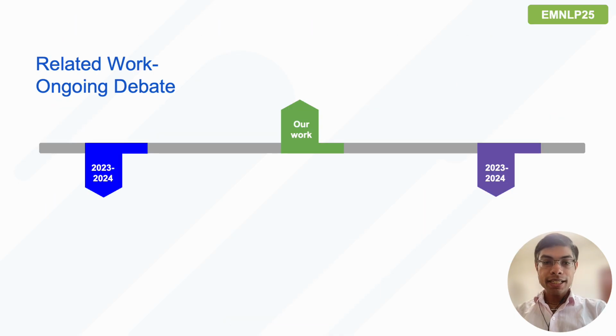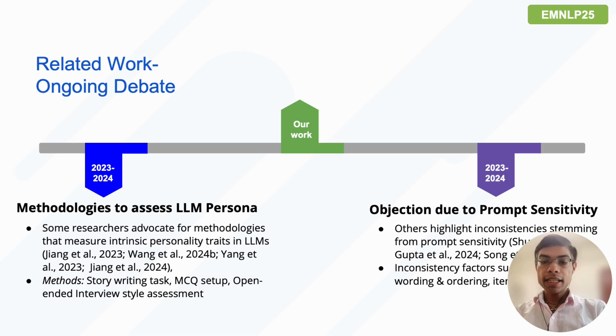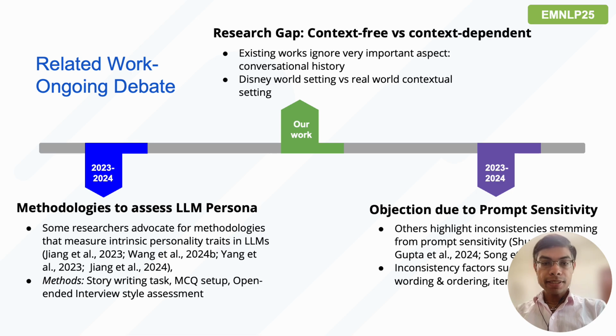There are two groups of researchers who are debating. One group proposes various methodologies to assess an LLM's persona, like story writing tasks, multiple choice questions, and open-ended interview style assessment. On the other hand, there is another group of researchers who discard these approaches due to the prompt sensitivity triggered from various inconsistency factors. We contribute to this field by pointing out that context is a very important factor and should be considered while evaluating an LLM's persona. So we call this Disney world evaluation versus real world contextual setting.